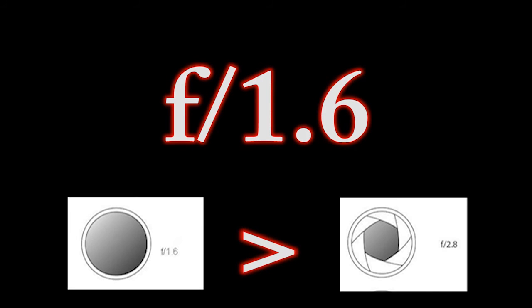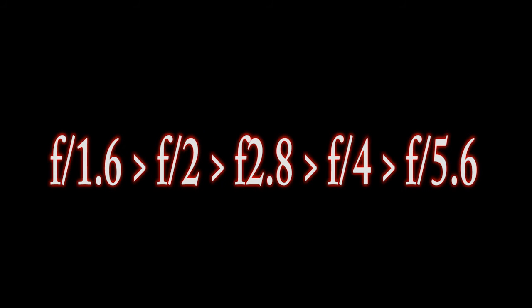Because the f-stop is a fraction, remember that the lower the f number, the larger the hole. An f-stop of 1.6 really means 1 divided by 1.6, and so an f-stop of 1.6 means a bigger hole than an f-stop of 2.8.